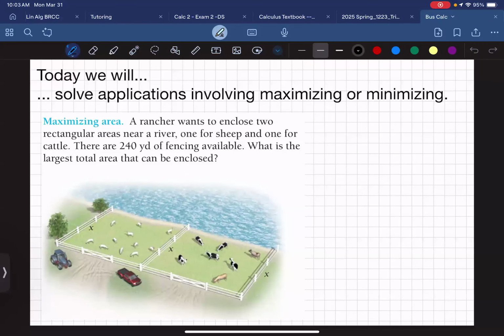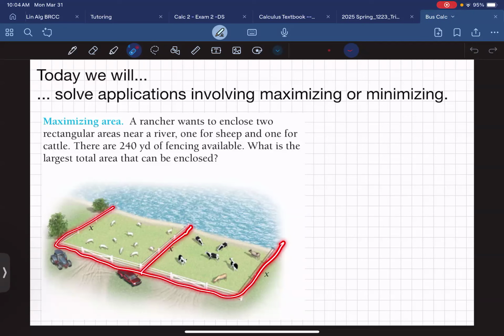All right, so sorry about that. Going through this problem, what you see is this rancher wants to enclose two rectangular areas near a river. Thankfully, they gave us a little picture with this. So we have two areas that they want to make, one for sheep and one for cattle. They have 240 yards of fencing to use, and they want to know what is the largest total area that can be enclosed. What you want to make sure you see here is that this is very specific: we have 4 pieces of fencing that we need to account for because the river is going to be the other backside of that. So that's what we want to work on.